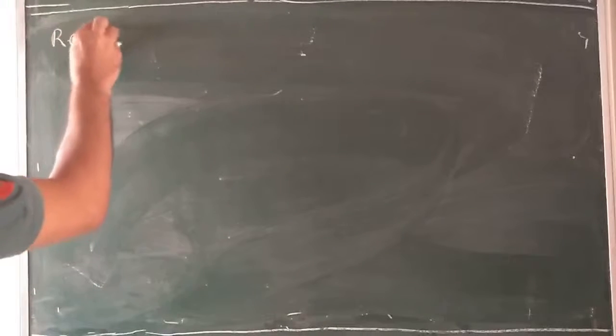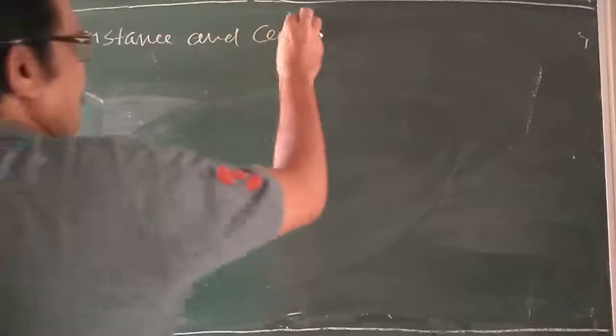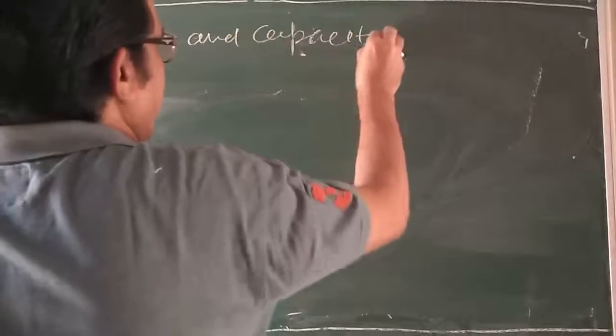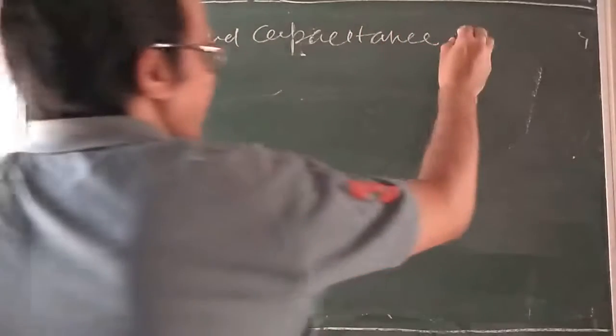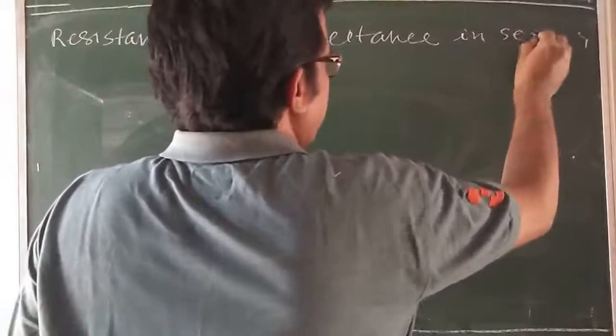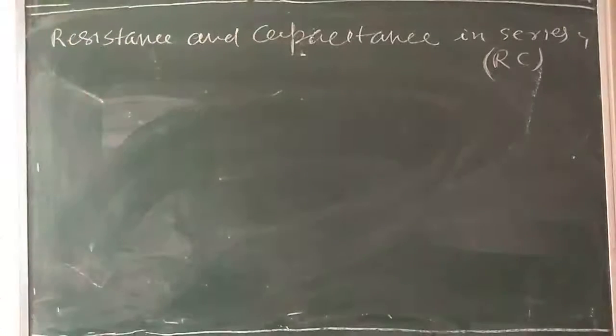Now, today we are going to do resistance and capacitance in series. So we are going to see, it is called RC circuit. So we see here, this is called RC circuit, in which resistance and capacitance are in circuit.